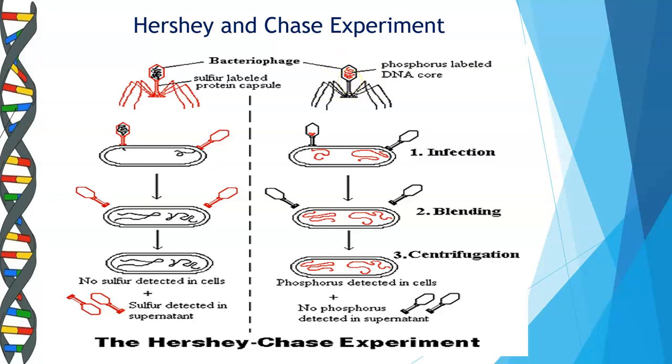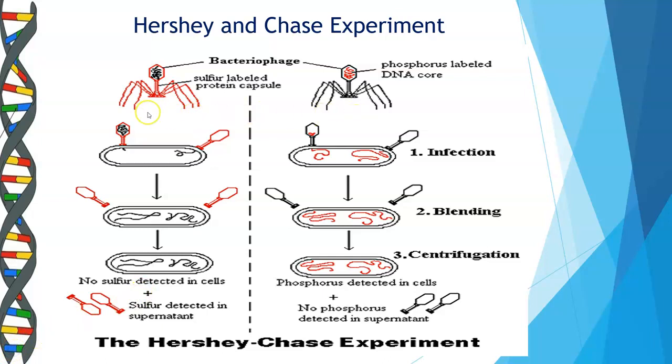Hence, the viruses that were grown in the presence of radioactive phosphorus contained a radioactive DNA but not a radioactive protein, because DNA has only phosphorus and it doesn't have any sulfur. And similarly, viruses grown on radioactive sulfur contained radioactive proteins but not radioactive DNA because DNA does not contain sulfur.